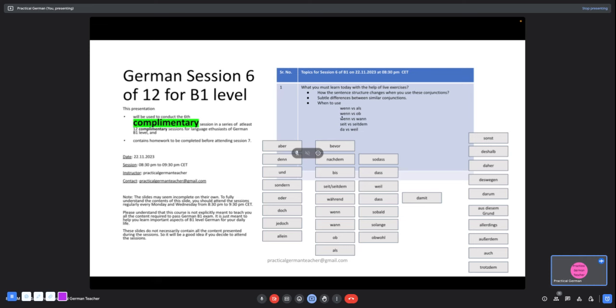Apart from that, you will also learn the differences, sometimes subtle and sometimes very big, between wenn, als, wenn versus ob, wenn versus wann, seit versus seitdem, and sometimes also logistical differences. By logistics I mean they mean the same, but for example seit and seitdem you can use most of the time. You can use seit with nouns as well as sentences, but seitdem you can only use with sentences. We'll talk about all that.